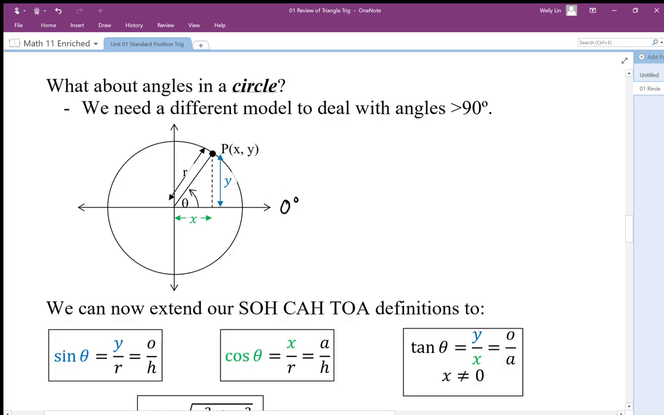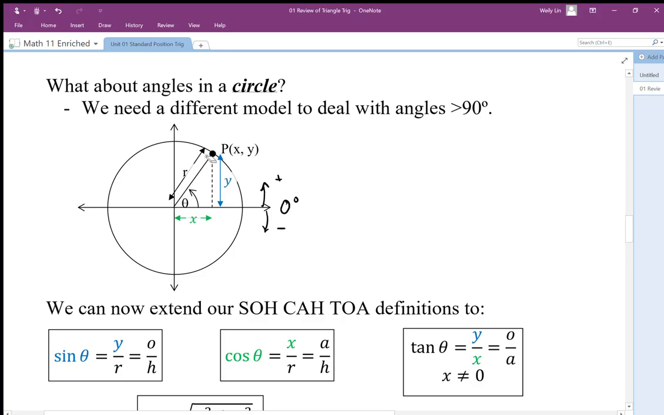This is called the initial arm, and we're going to say that that's 0 degrees, and we're going to measure in the counterclockwise direction as positive, and down in the clockwise direction as negative. And when we put that point on the circle, we can see that this line here and the initial arm make an angle, and that's the angle that we're going to use for trig.